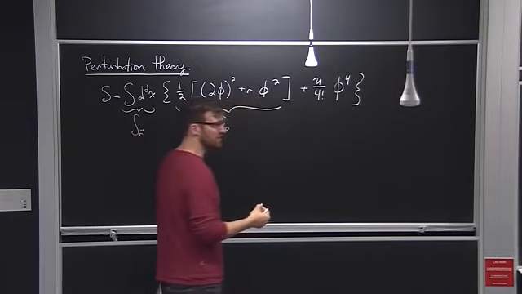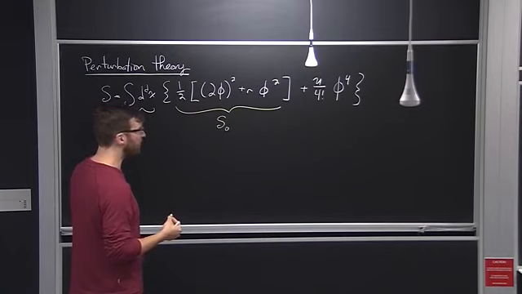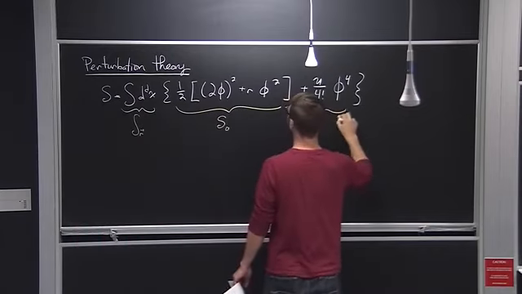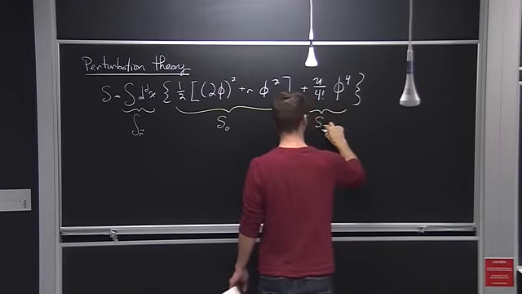And that's important because it's the Gaussian weights that we essentially know how to integrate over. We know how to do Gaussian integrals. And the part that we don't know how to handle is the φ⁴ piece, which is the interacting part of the action.